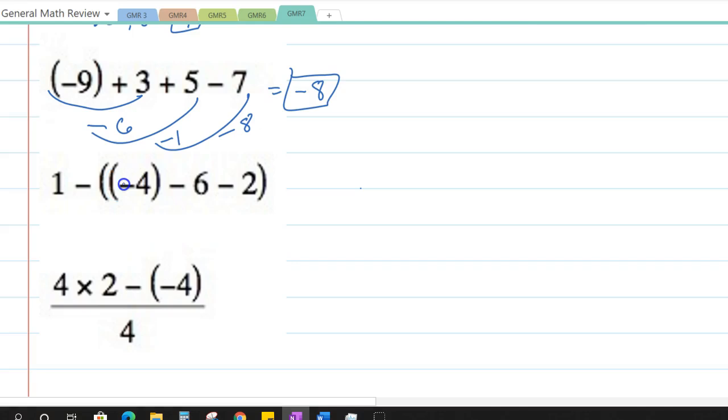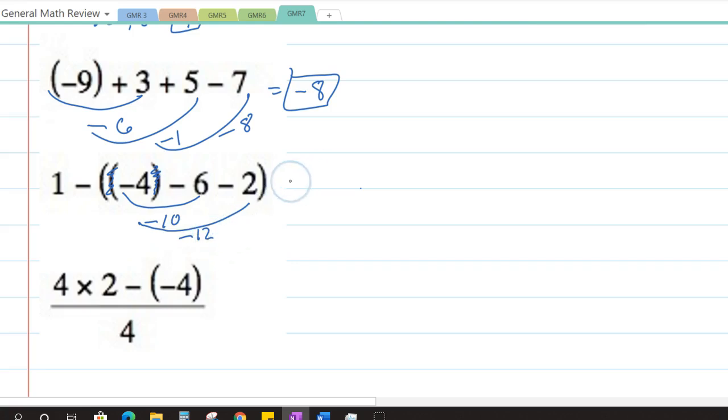Next, I have two sets of parentheses. Again, the -4 is in its own set of parentheses to designate it a negative. Those internal parentheses did not need to be there, and we can ignore them. We always do what's inside the parentheses first. I have a -4 and a -6, gives me -10. -10 and -2 give me -12.